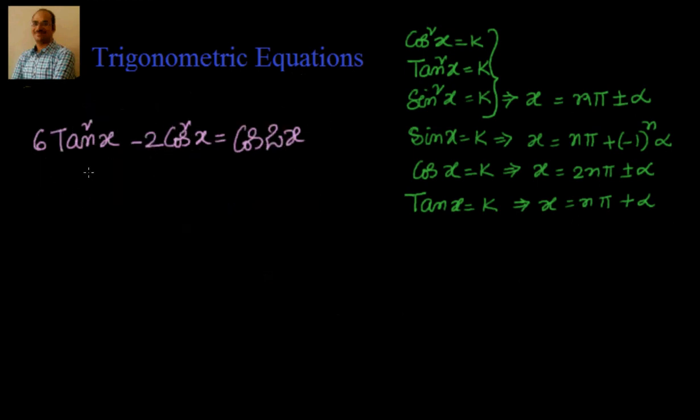This is the problem we have to solve. We have to find the general solution of 6 tan square x minus 2 cos square x equal to cos 2x. Here, cos 2x is also nothing but 2 cos square x minus 1, and tan square x I'll try to convert into sin square by cos square, so that I can have an equation in cos square. That's what I'm planning to do.